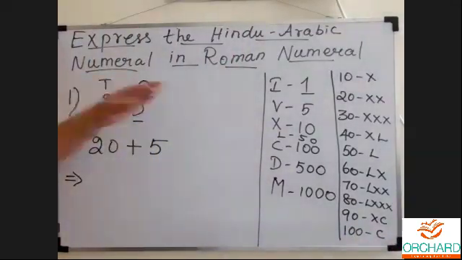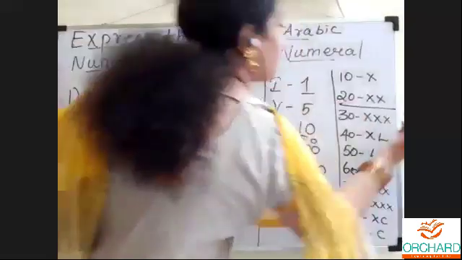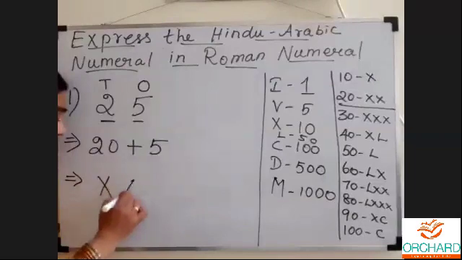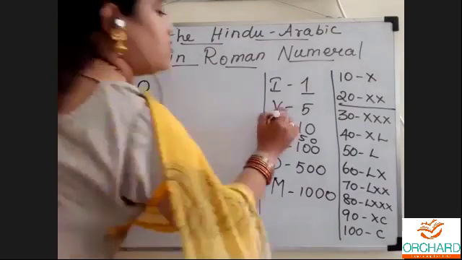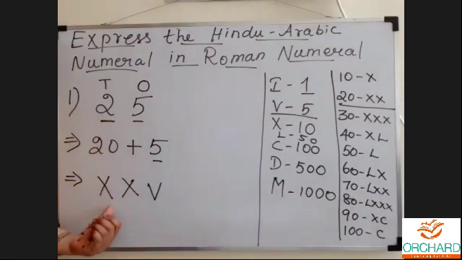Okay. By using the basic symbols only, we can solve this problem. Here 20 can be expressed as XX. For 5, what is the symbol for 5? For 5, we have to write the symbol V. Is it clear, children? Once again, I repeat. Here, 25 can be expressed as XXV.